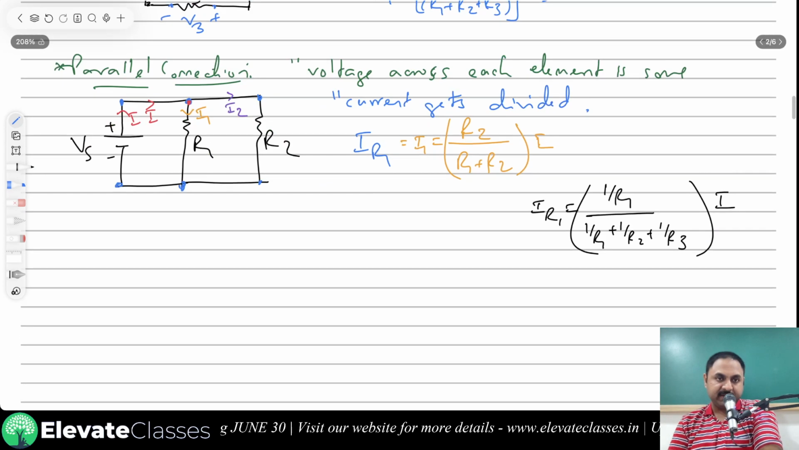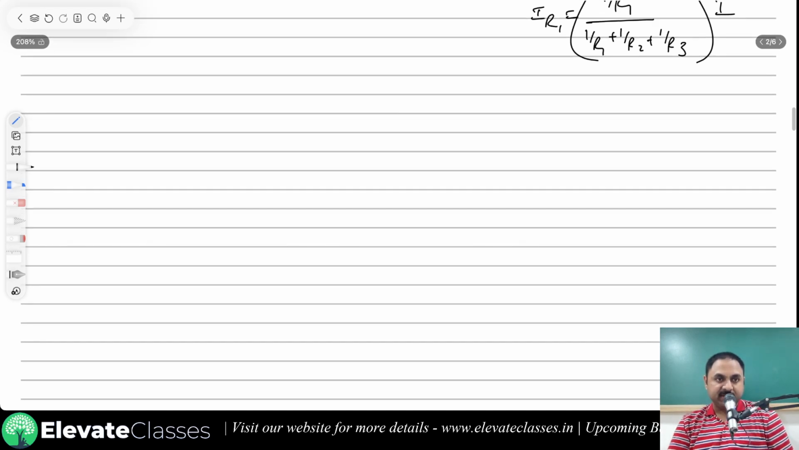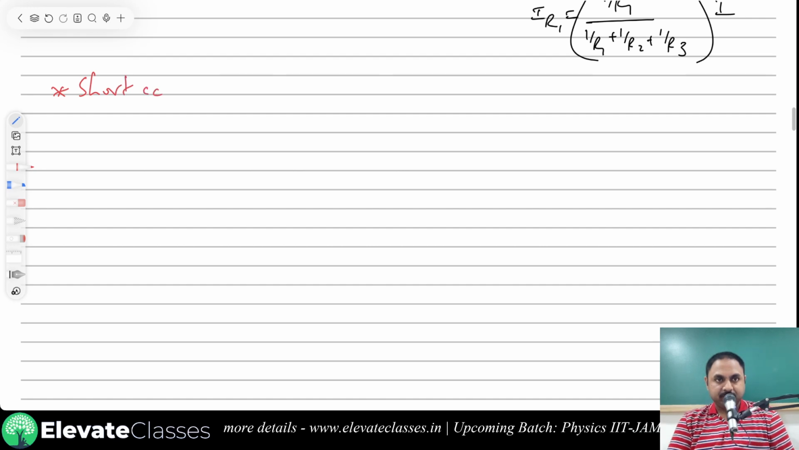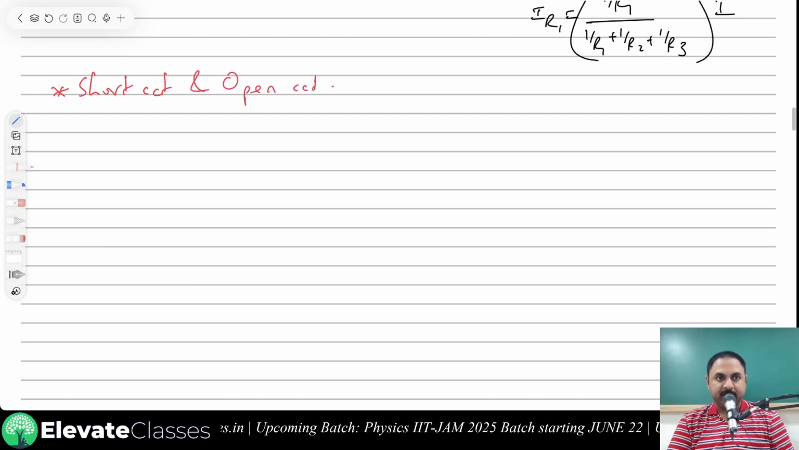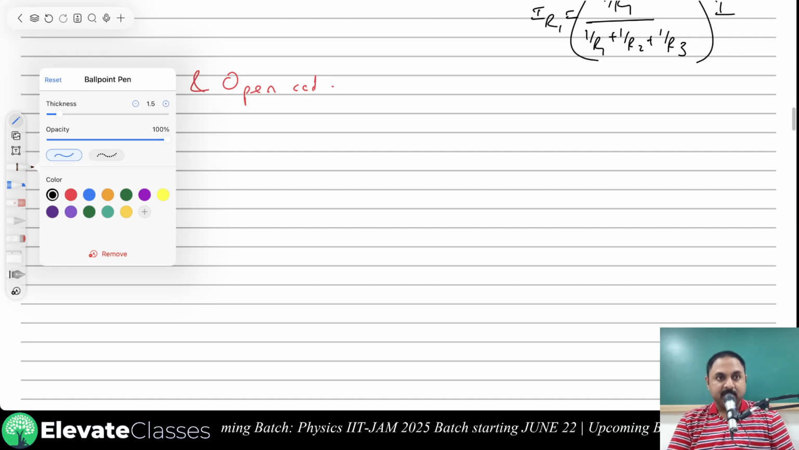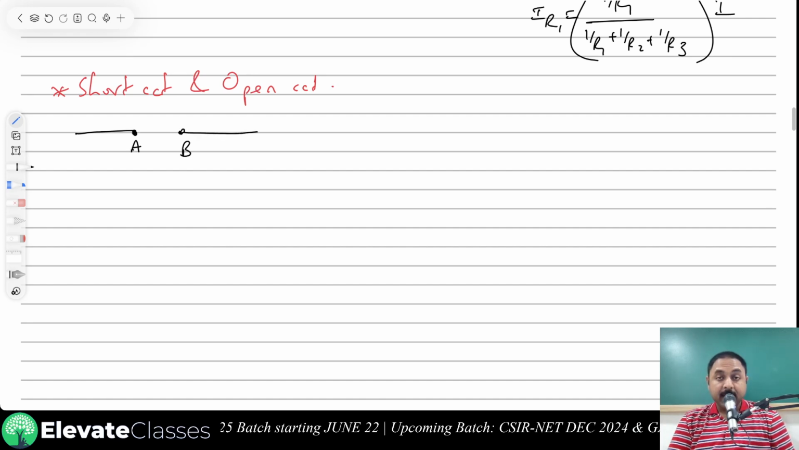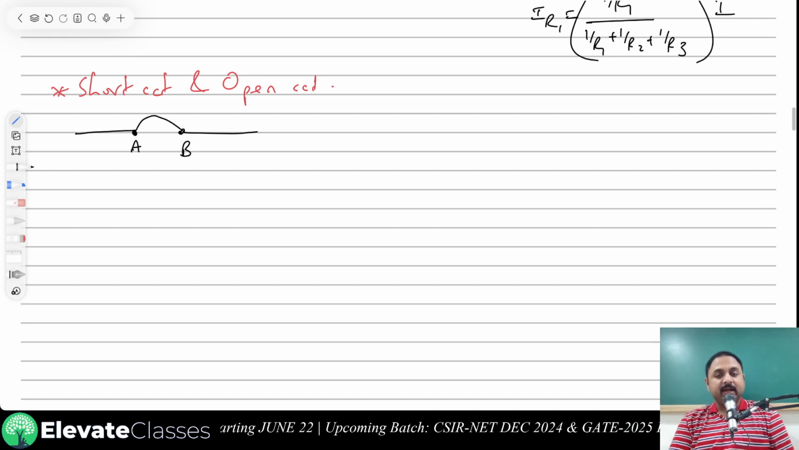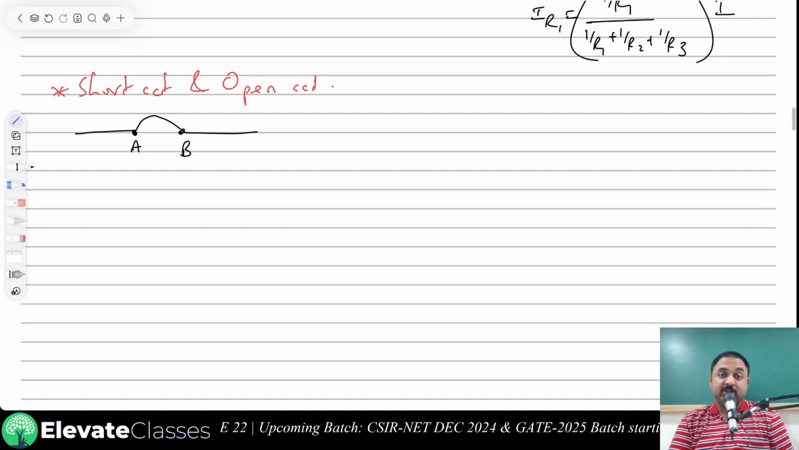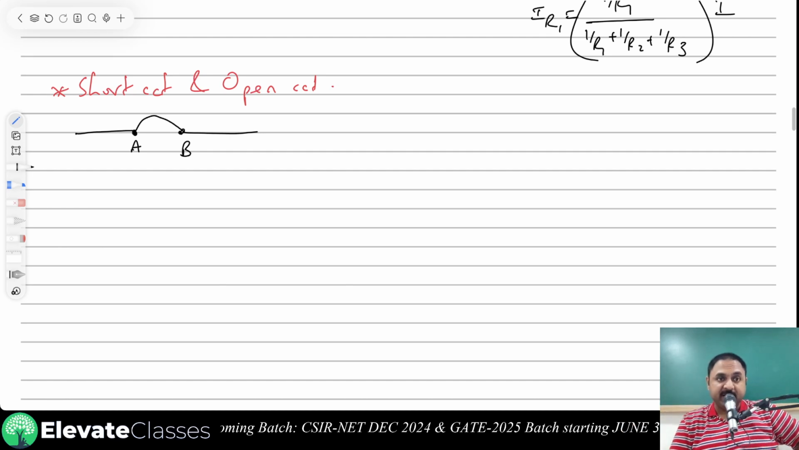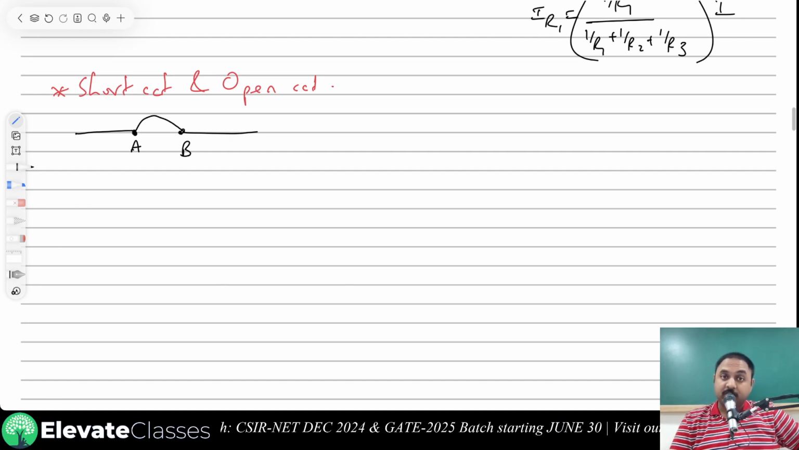One more thing that I would like to explain is what is a short circuit and what is an open circuit. Alright, let's see what is a short circuit first of all. Suppose you have a wire like this. This is one point A, this is another point B. If you connect these two points, in electronics terminology, we say that these two points have been shorted. They have been connected. So this particular connection is called a short circuit.